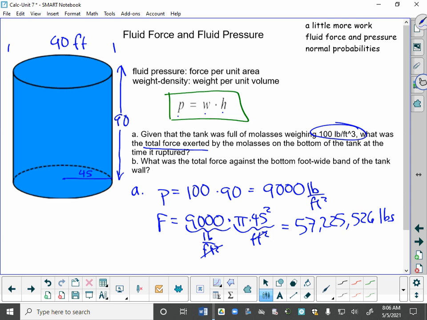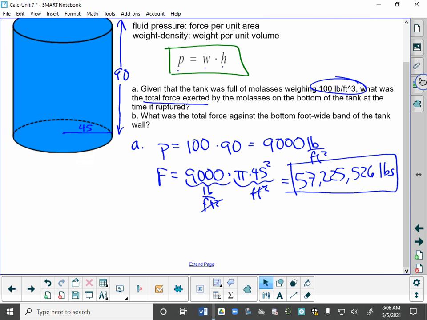57,225,526 pounds of force on the bottom of this tank. All right, now let's take a look at the calculus part of it.